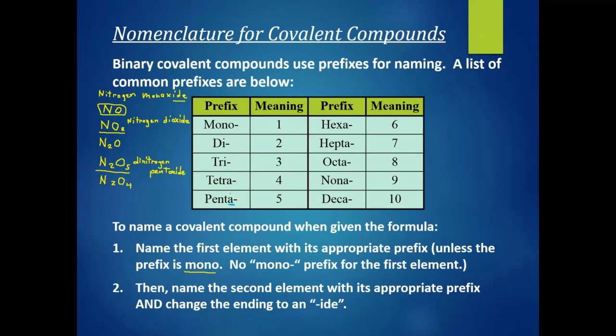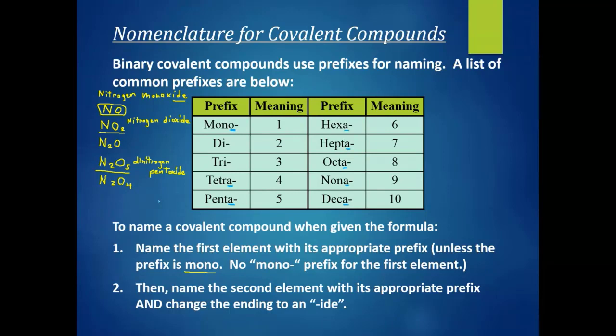So penta, tetra, mono, hexa, hepta, octa. If any of those go with oxygen, you just drop the A. So decoxide. It might make a little bit of logical sense because you have two vowels that would be clashing with each other.